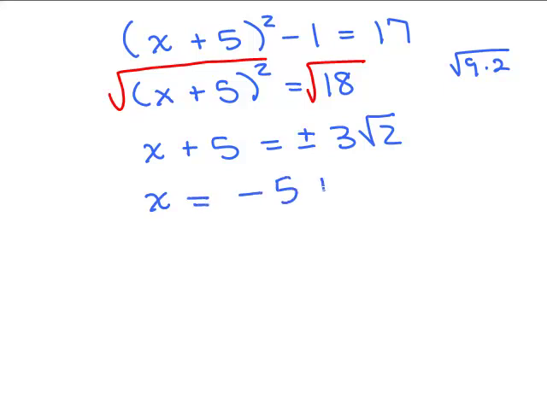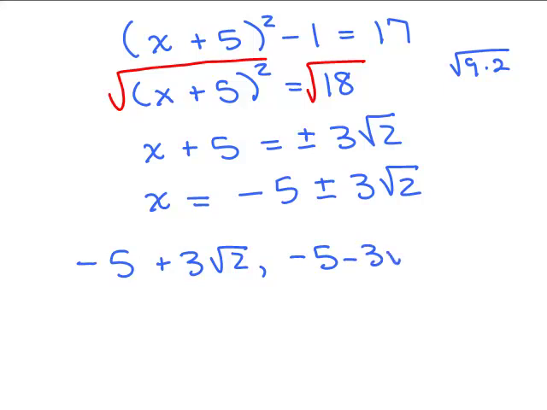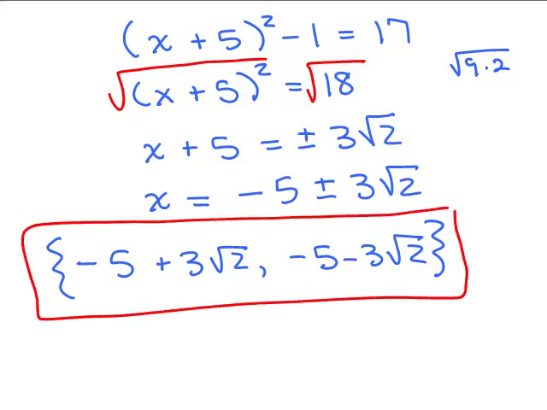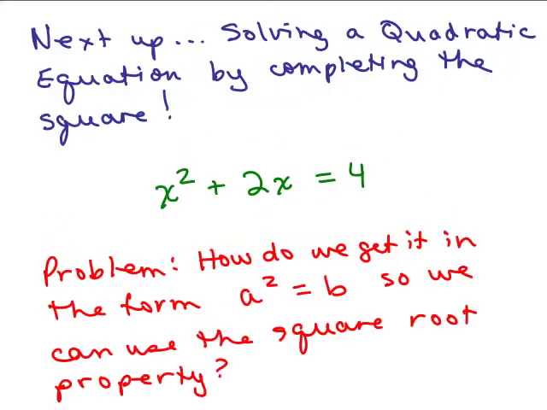Really isn't wrong doing it the other way, but you won't ever see it written that way in a book, and it's just not a standard. So there are two solutions: -5 + 3√2, and -5 - 3√2. And to make sure it's correct, you should check each solution in the original. I'm going to leave that for you to do this time.